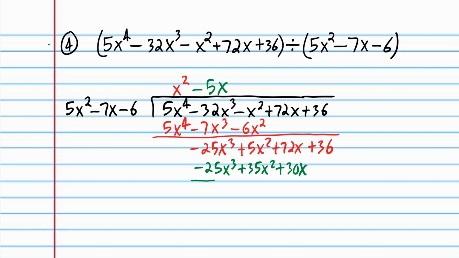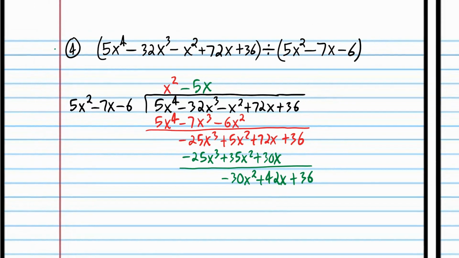Now step number 3 is to subtract. These should be 0, of course. 5x squared minus 35x squared is negative 30x squared. 72x minus 30x is 42x. And 36 minus nothing is 36. So we still have degree 2, and up here in the divisor we have degree 2, so we're going to have to do one more cycle.